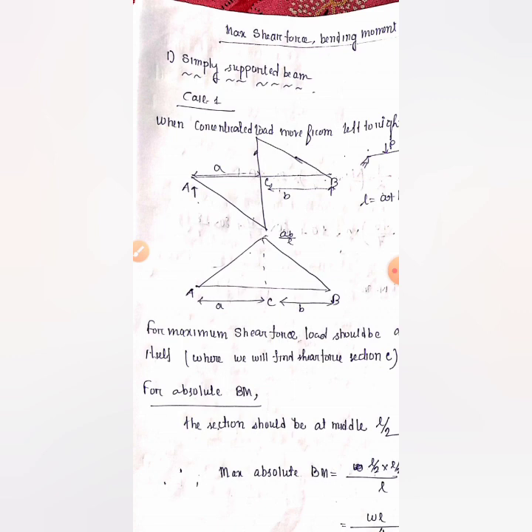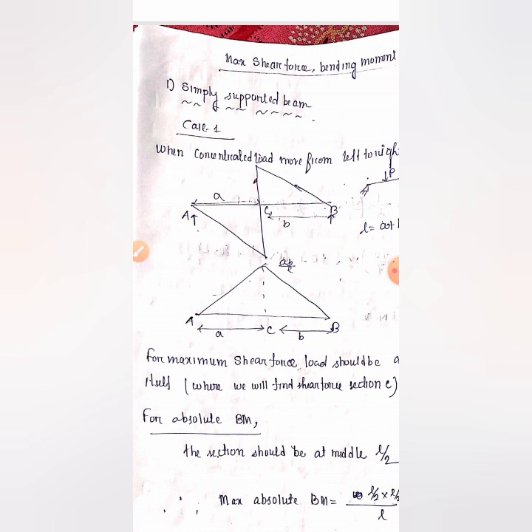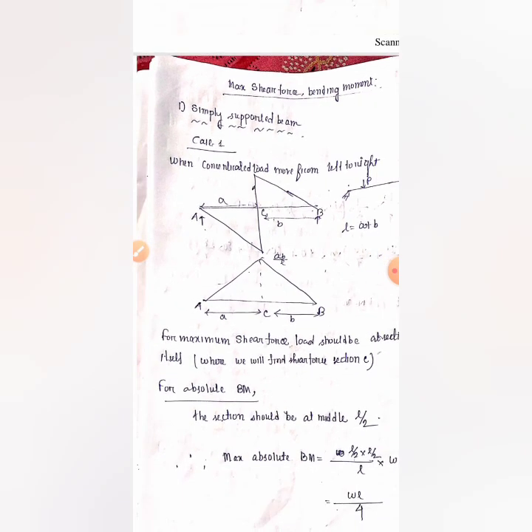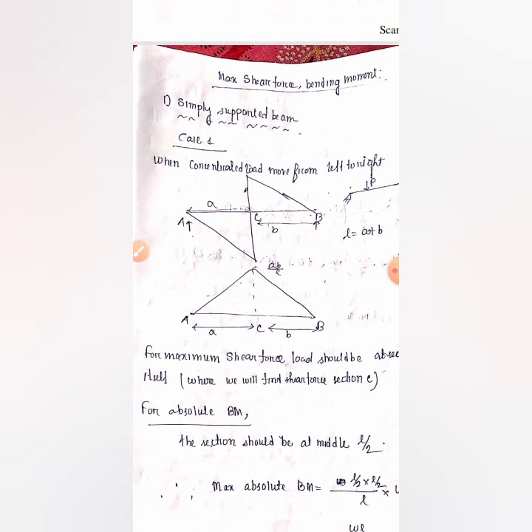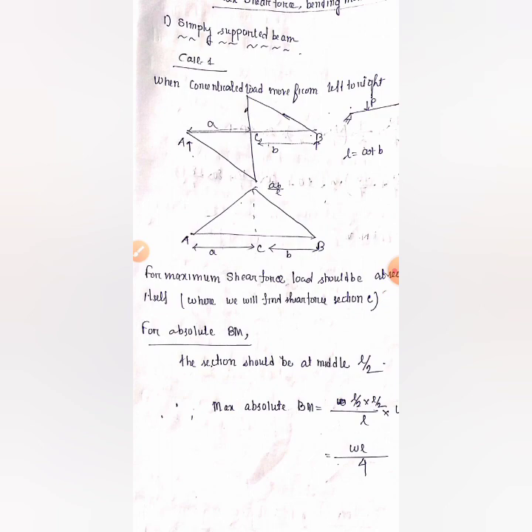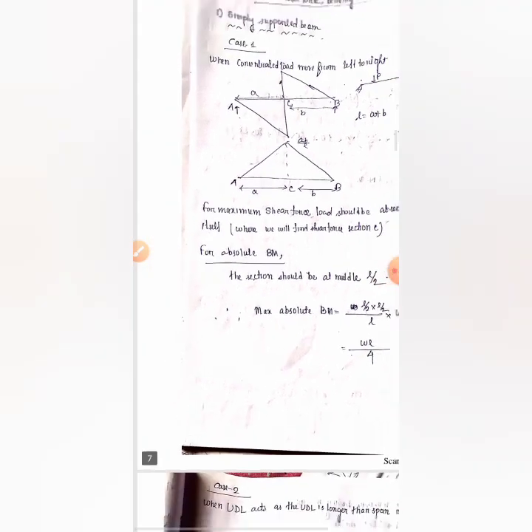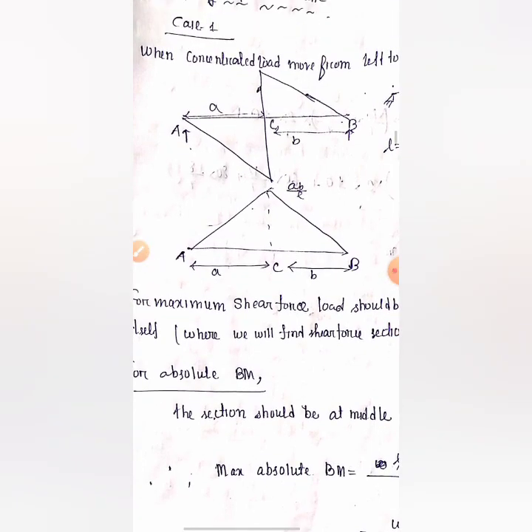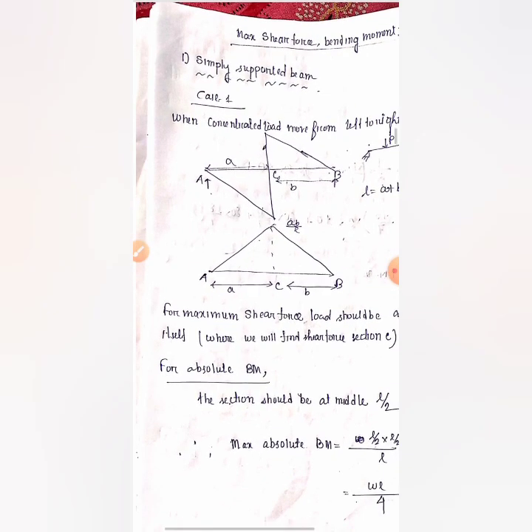Just remember one thing: if we have only one single load, just keep the single load at the section itself. Suppose at section C, I have been asked to find the maximum shear force. Just keep this load, the P load or W load, whatever is applicable, here at section C. You'll find the maximum shear force and you'll also find the maximum bending moment here. I have drawn it and I have also given the notes. You can check it, you can write it.